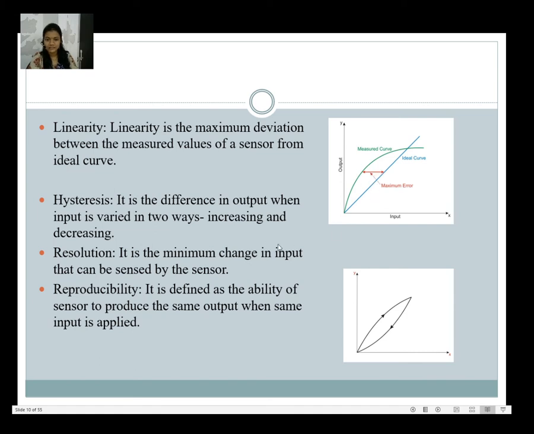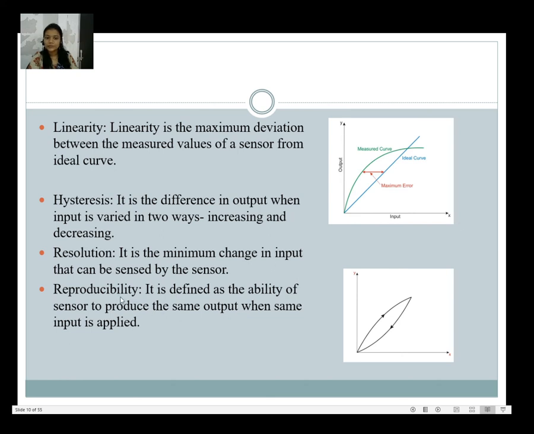Then hysteresis. It is the difference in output when input is varied in two ways. Okay. Suppose your input is increasing or decreasing in two ways, then the difference in output we can call it as a hysteresis. Next is resolution. It is the minimum change in the input that can be sensed by the sensor. Resolution means what? It is the minimum change in input that can be sensed by the sensor.